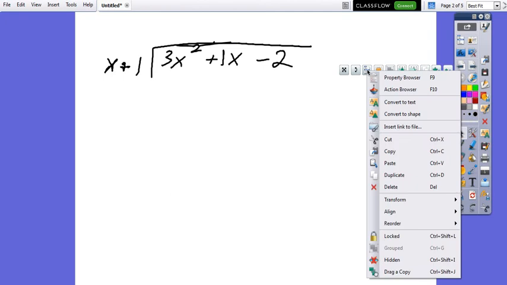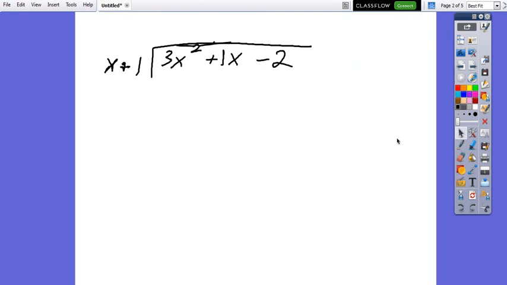Alright, so we've got 3x squared plus 1x minus 2 divided by x plus 1. In this problem, the first step is to look at the first terms: 3x squared divided by x. And what does that give us? 3x. So the 3x will go in the numerator.